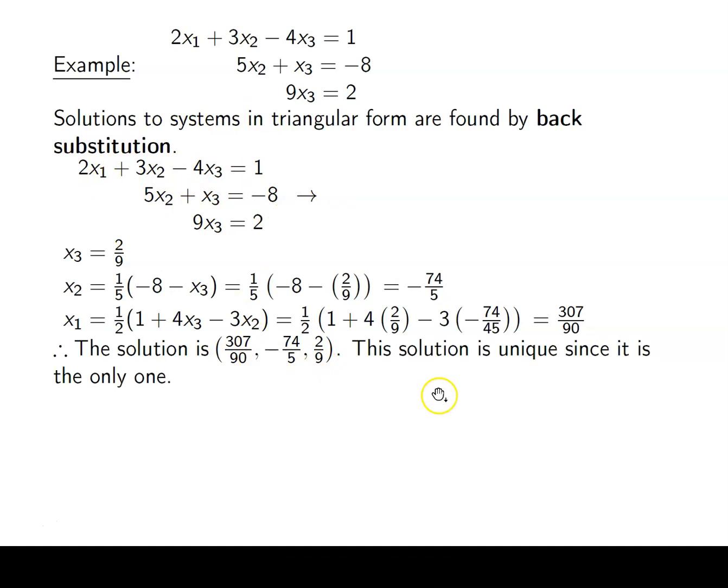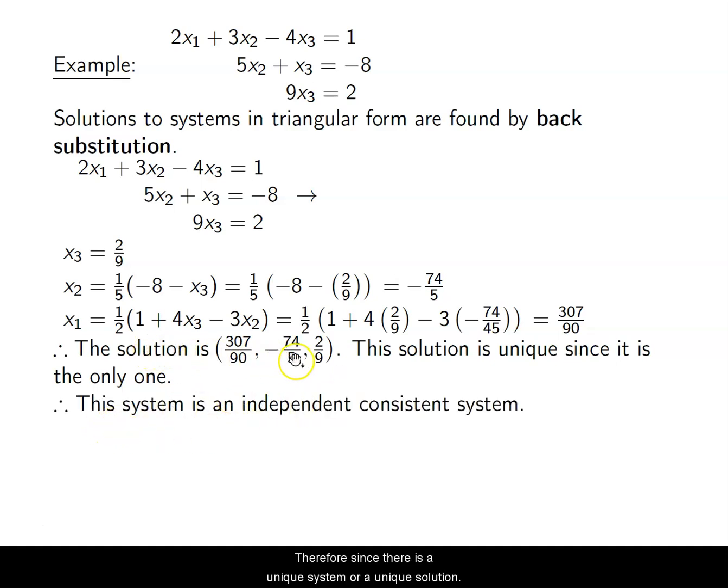So this solution is a unique solution since it is the only solution we get. There are no free variables here. There's nothing telling us we have an infinite number of solutions. Therefore, since there is a unique solution, this system is an independent, consistent system.